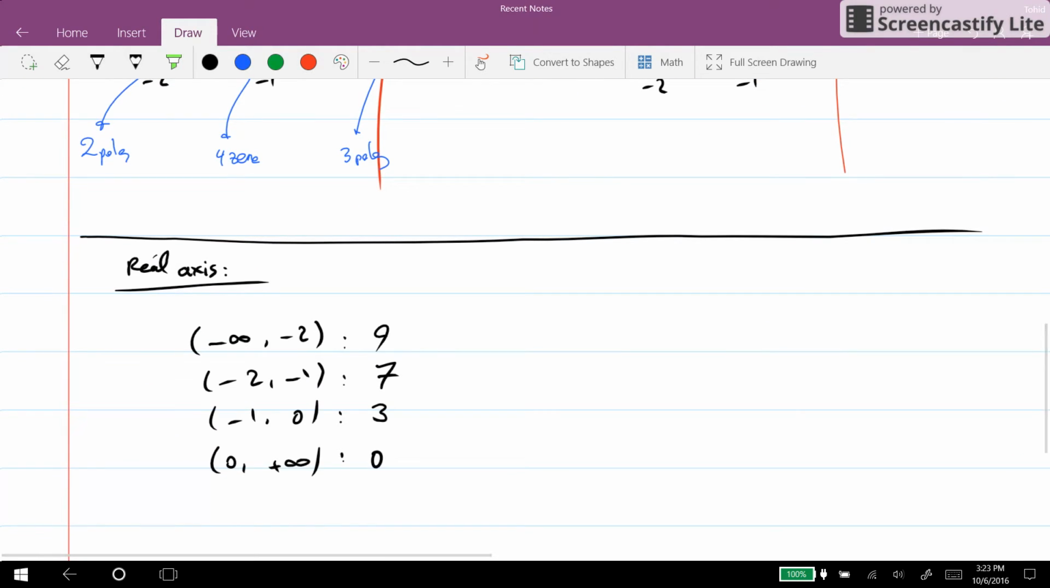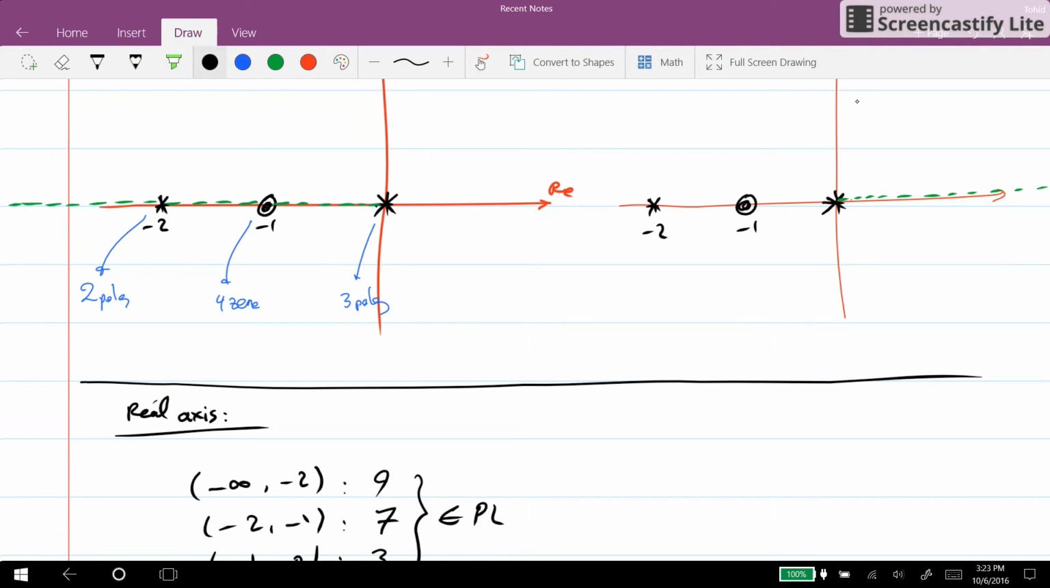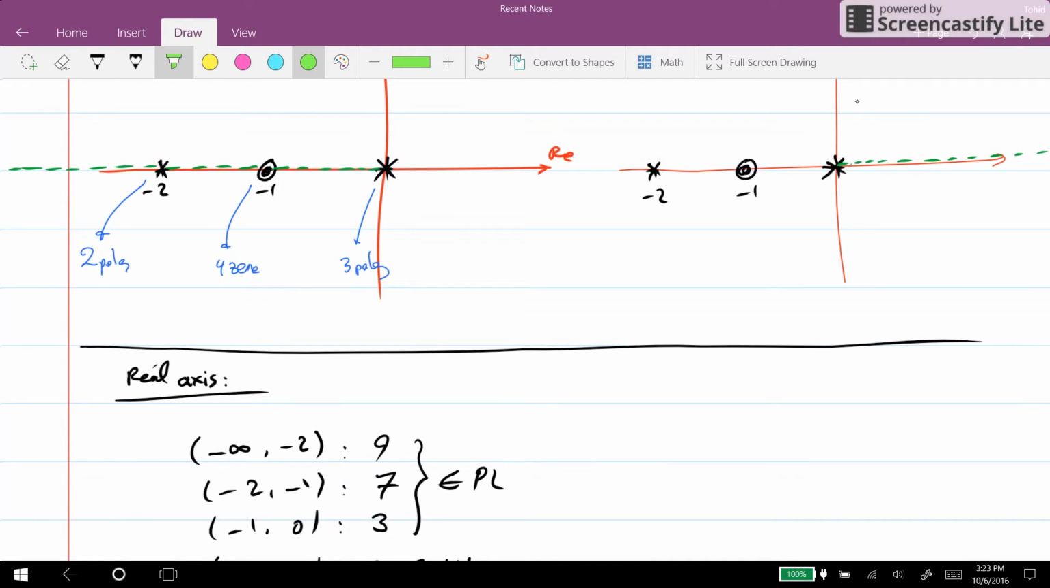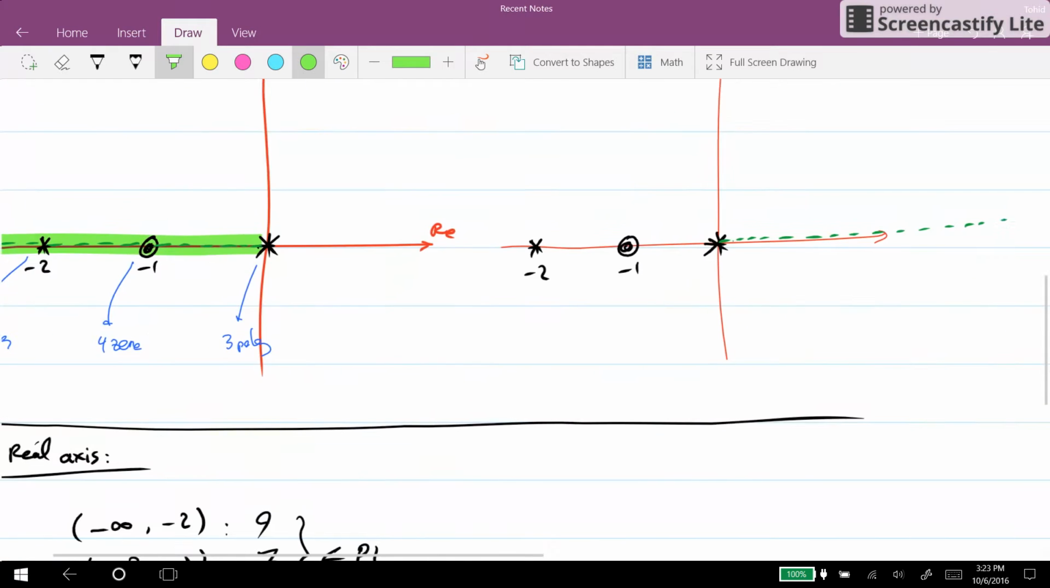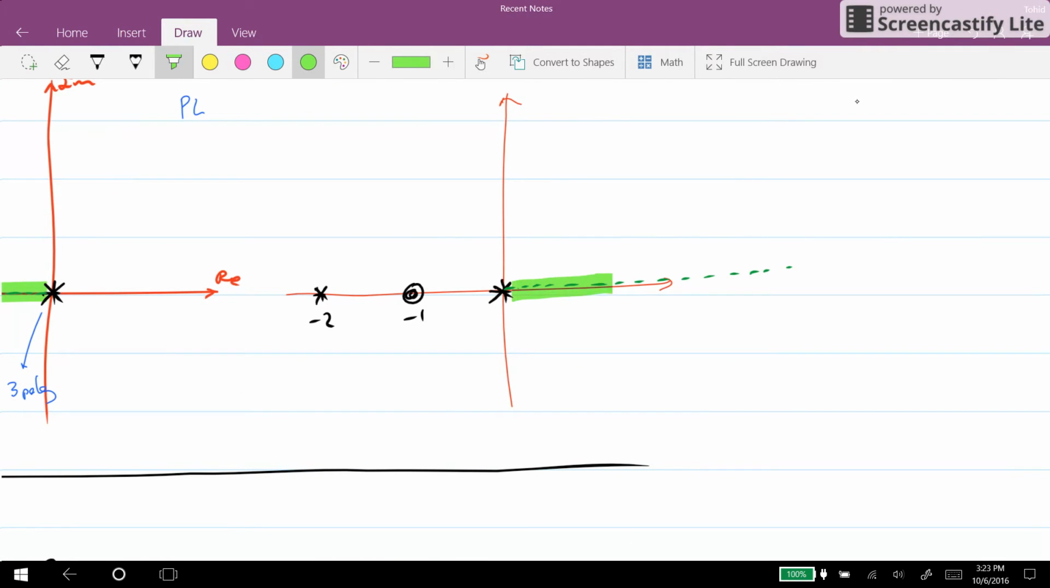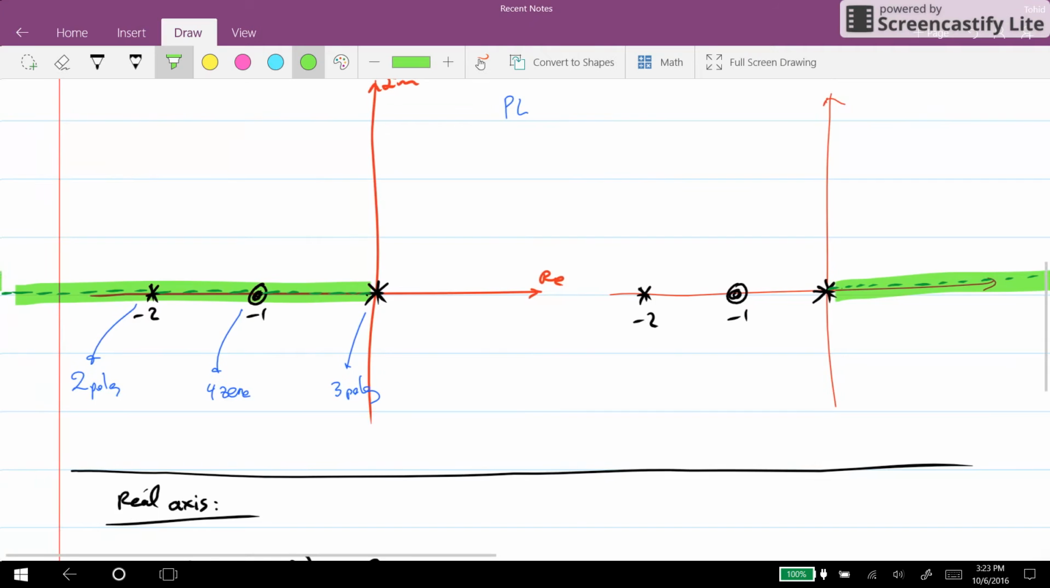So looking at these numbers, we see that these 3 are odd, so they belong to the positive locus, and this one belongs to the negative locus. And we can start to determine the region on the graph. So this is the section of the real axis belonging to the positive locus, and this is the section belonging to the negative locus.